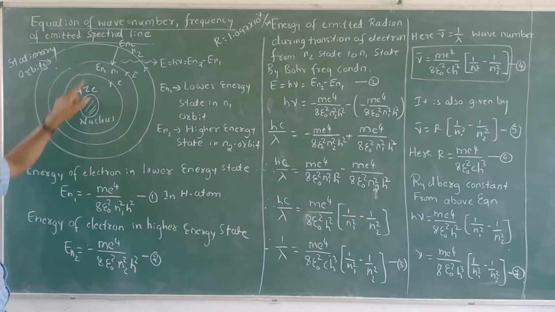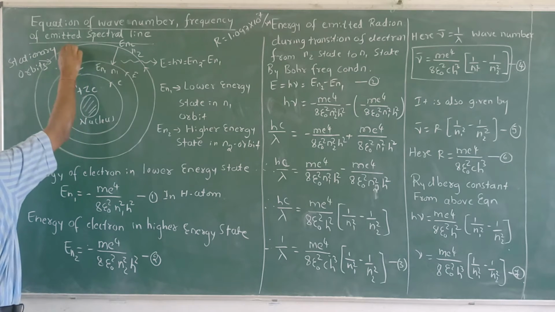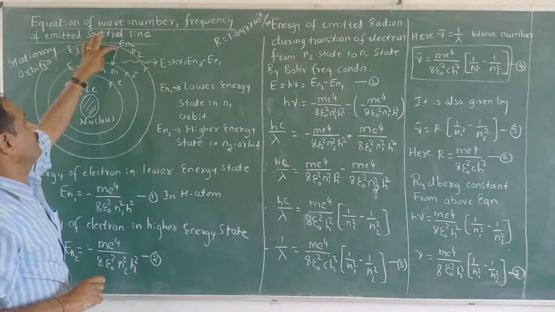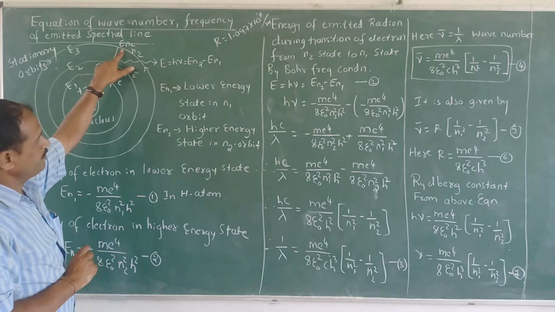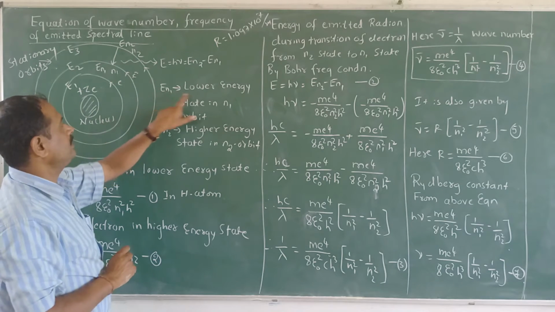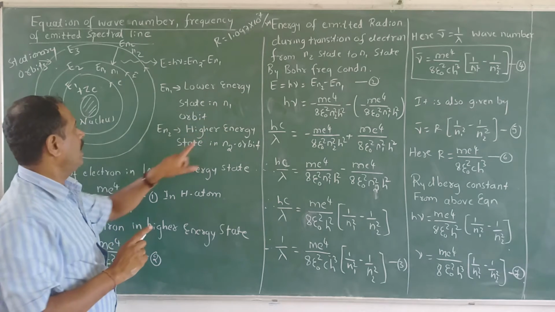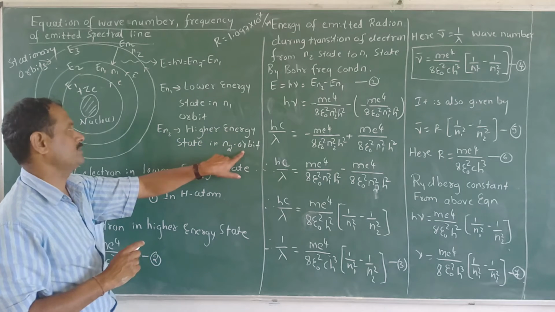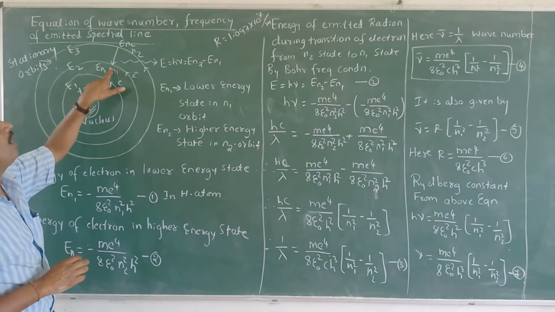Suppose this is the first orbit with energy E1, the second orbit has energy state E2, the third one is E3, like this. Here I want to take two energy states: one is the N1 state and the other is the N2 state. Here En1 is the lower energy state in the N1 orbit, and En2 is the higher energy state in the N2 orbit. It is a higher orbit and a lower orbit energy state.